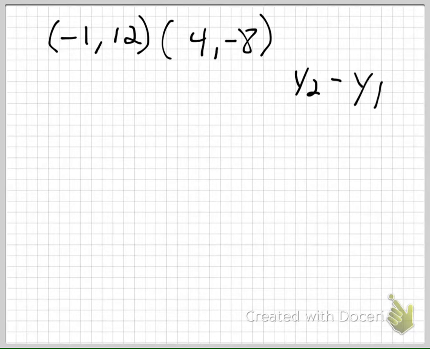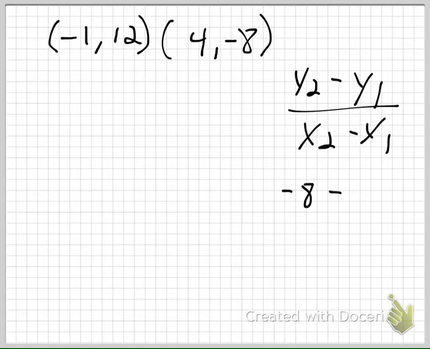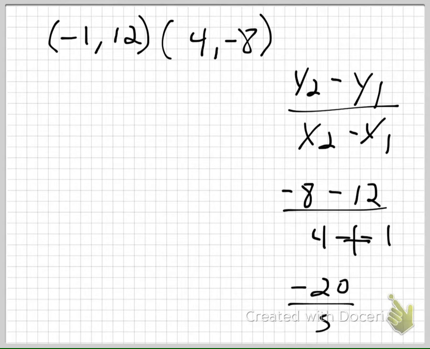y2 minus y1 over x2 minus x1. y2 is negative 8 minus 12 over 4 minus negative 1. Does that make sense? What do I have to deal with here? Those two negatives make one big fat plus, so okay, that's fine. So I have negative 20 over 5. What is that slope? Negative 4. So the slope is negative 4.